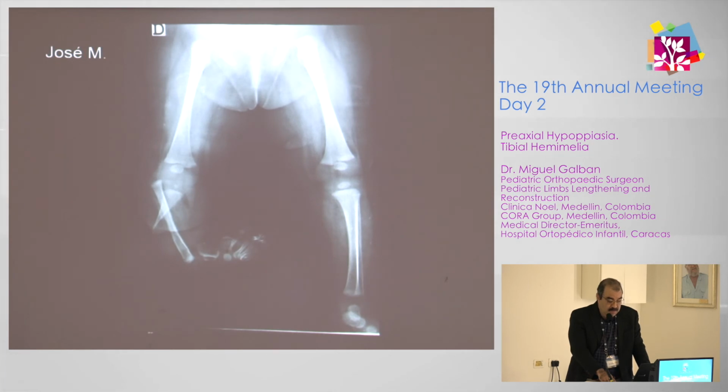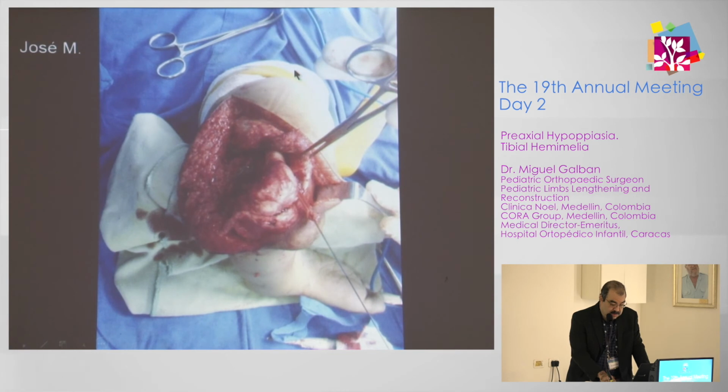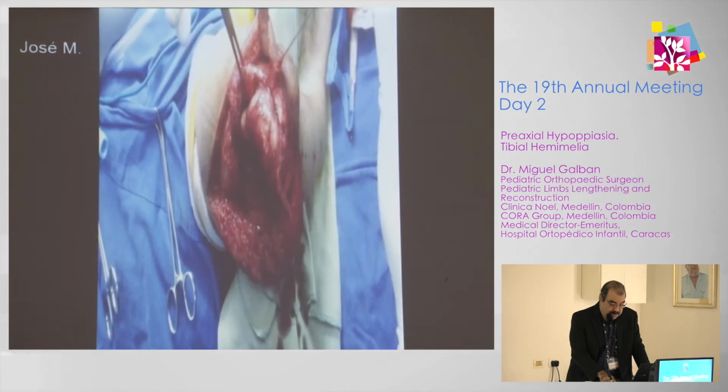Now we have a more difficult case. It's a patient without any tibia. There is no patella, but there is a quadriceps. And in the X-ray, you see the quadriceps, this is the quadriceps, and it finishes right here. So we did more or less the same surgery.